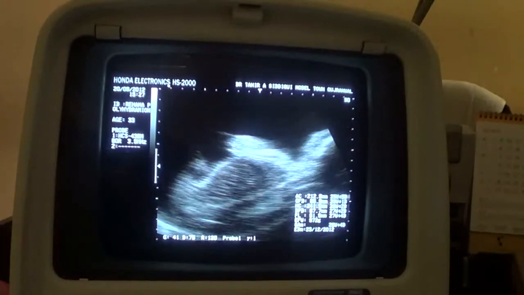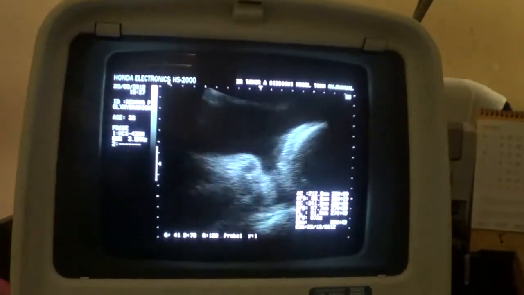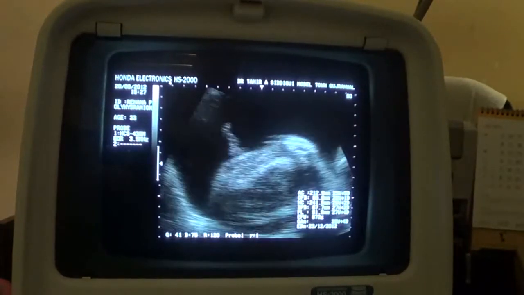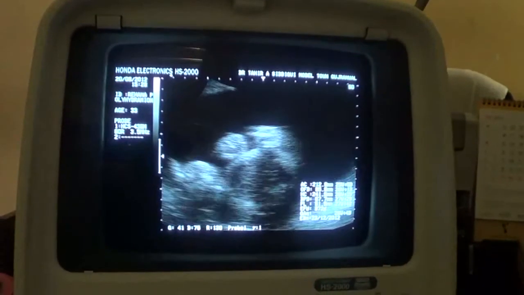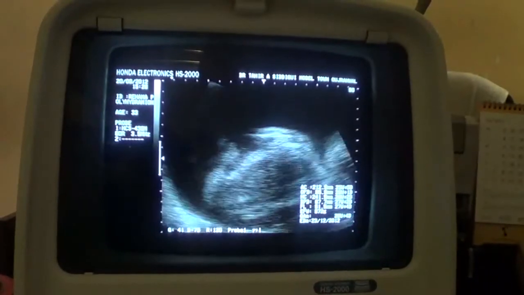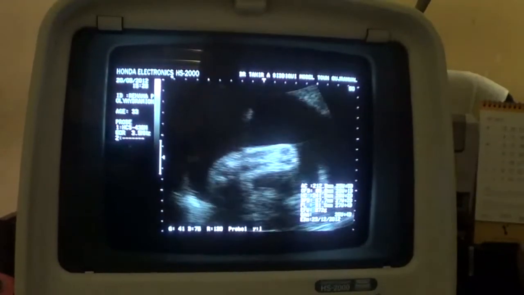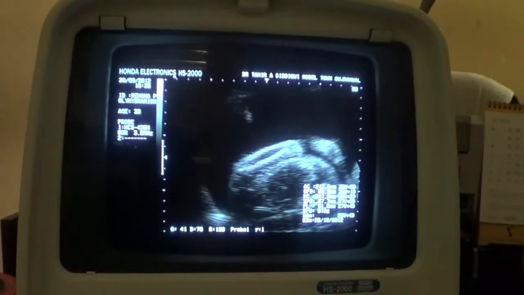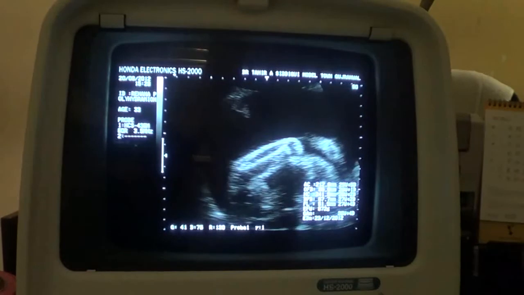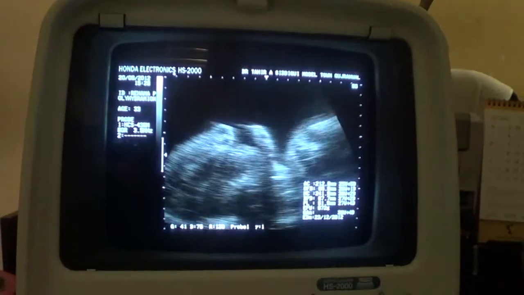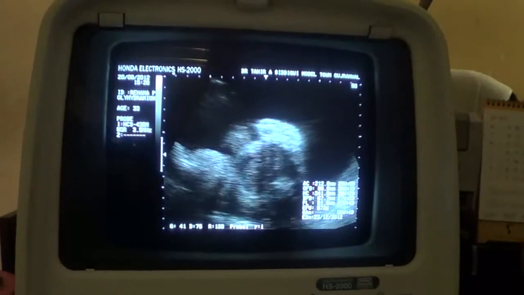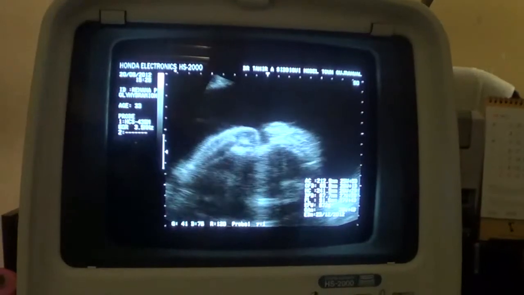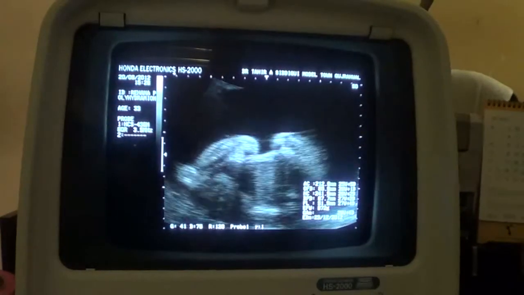Is there any movement of the fetus? I will keep the probe here for a while and would like to see if we see the movement of the limbs or not. No movement. Now see the movement of the abdomen.